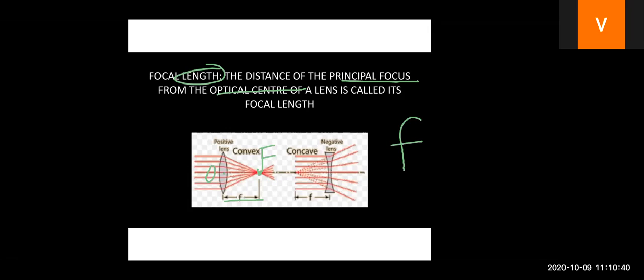Similarly, if you observe for a concave lens, this is your principal focus, and the center of the lens is over here. So the distance between them, that is the distance between the principal focus and the optical center, is called the focal length of the lens.